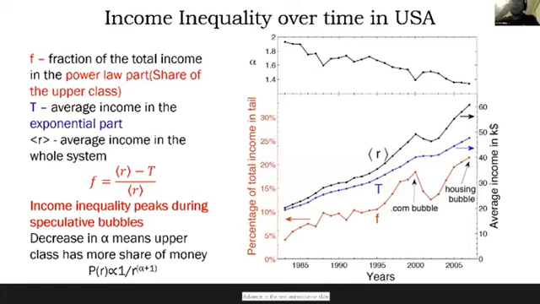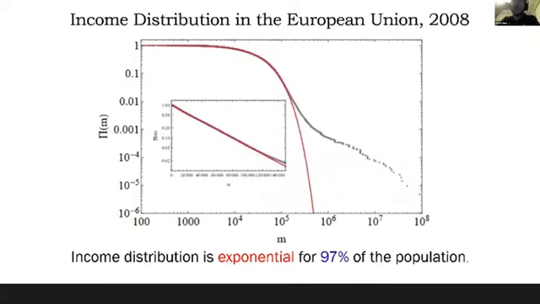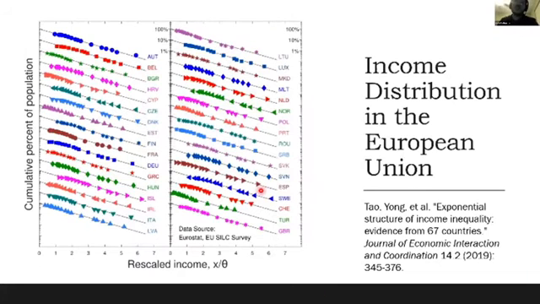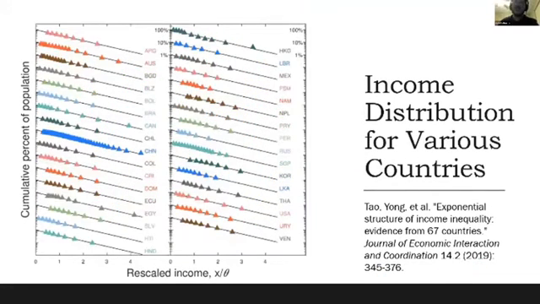You're probably wondering, we went over just the United States, if this applies even to other countries. Here's an income distribution of the European Union, and around 97% of the curve falls in an exponential distribution. Here's a breakdown of the countries in the European Union. This is pretty recent data, from 2019, and it fits pretty well. This is also for various countries in the studies, around 67 countries, so European.